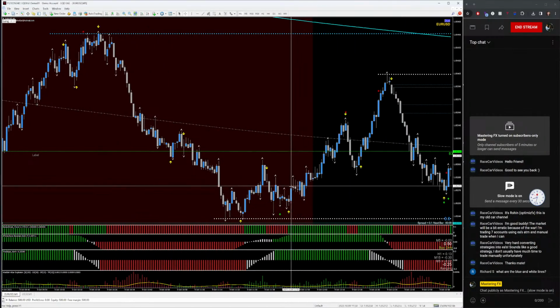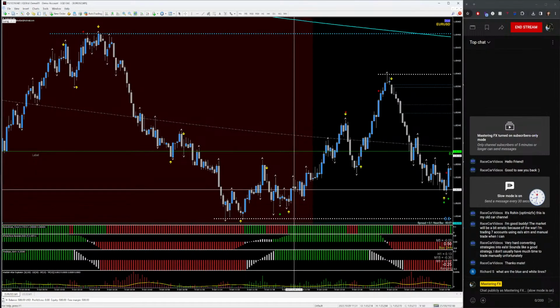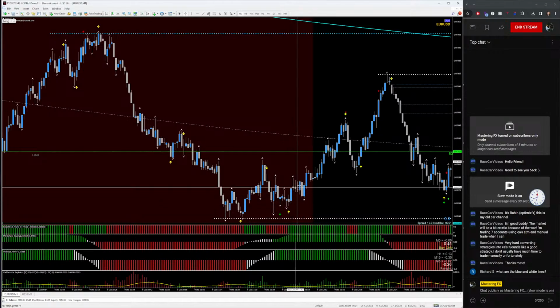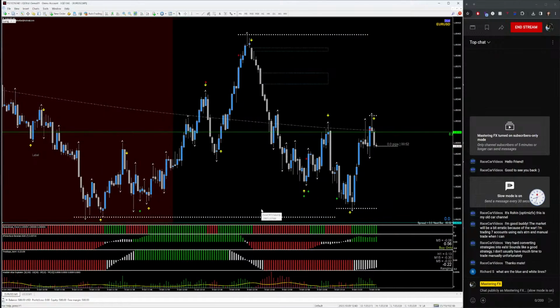But usually when you get a valid entry, it really doesn't come back all the way. So you could easily put your entry underneath the low, and then off we go. But again, I need to see that support at least before I consider taking an entry. So if I don't see any support, I'm not taking any entry.